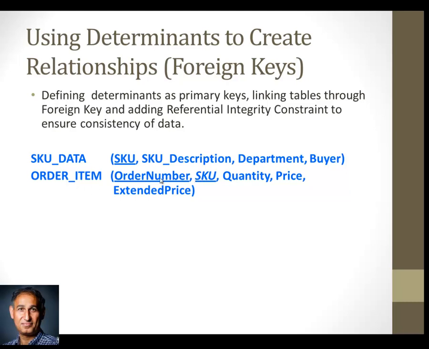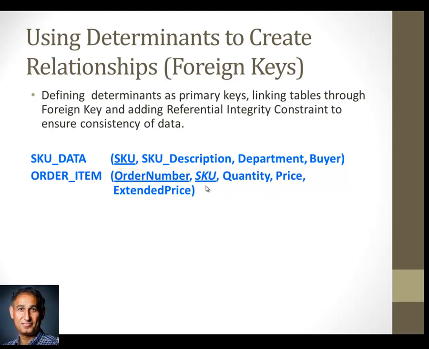So the first one will be the SKU data, and my primary key will be the SKU. That's why I underline it here. And then I know that this primary key will determine other attributes within this table. And the same applies for the second table where we have order item. Then I have order number as my primary key. That's why it's underlined. And then I have the other attributes.